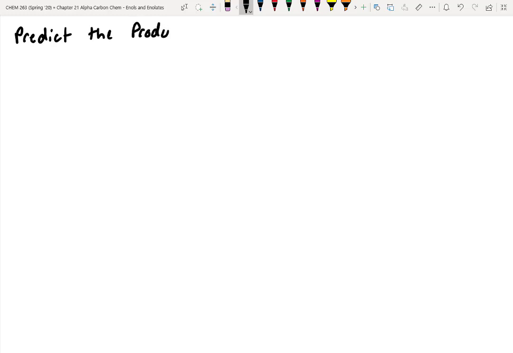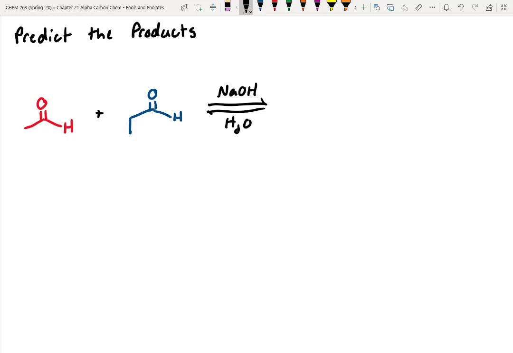And like I said in my previous video, I'm a big fan of color coding everything. Makes it a little easier to figure out which molecules are going where. So I'm going to use an aldehyde drawn in red, and I'm going to react that with a second aldehyde that's different, shown in blue. So really the only difference between these is one of them has a methyl group, the other one has an ethyl group, right?